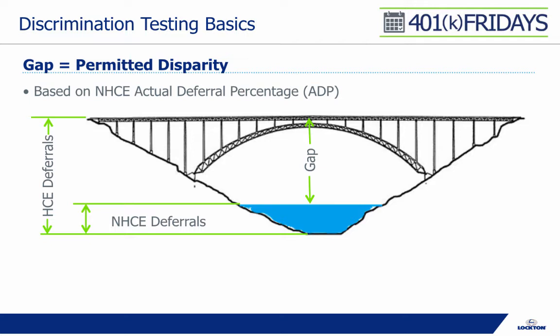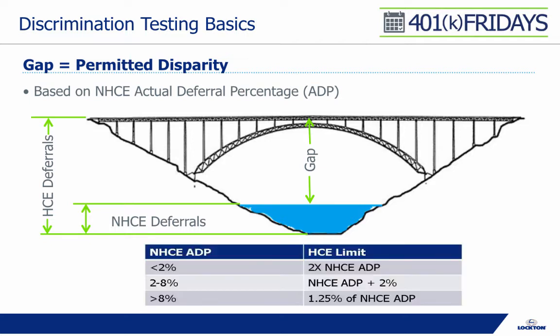The other thing we're going to talk a lot about in this webinar are ways that you can raise your actual deferral percentage of your non-highly compensated employees, raising that water to close the gap without having to make that year-end employer contribution to do so. Now, you are allowed to have a gap. That's why it's called permitted disparity.